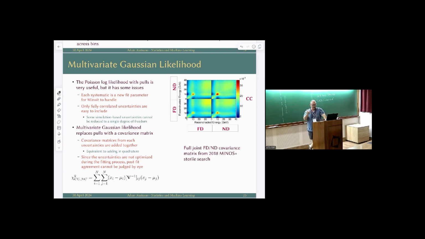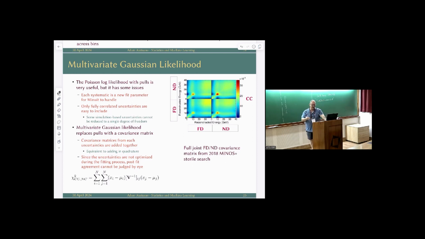So the pull method is very useful, but it has some issues, which is that every systematic is a new parameter that you have to fit for. And MINUIT tends to struggle the more parameters you put into it. And you can only include fully correlated uncertainties. So if you derive it like the way I showed with error bands, then it works. But let's say you have some simulation-based uncertainty where you randomly change many parameters within their uncertainty. That naturally comes out as a covariance matrix, not as a single band, right? Another way of saying it is that you can't reduce that to a single degree of freedom, right? You need many parameters to control that morphing.